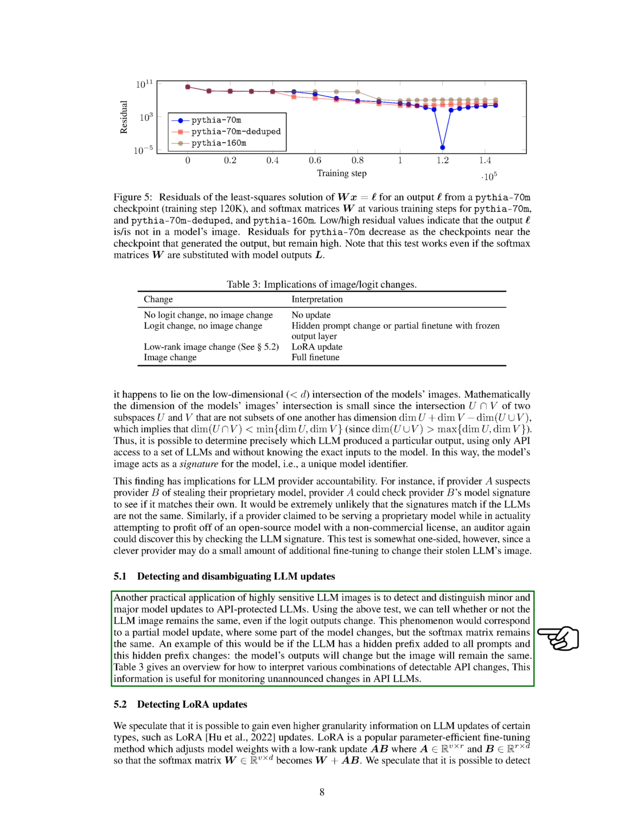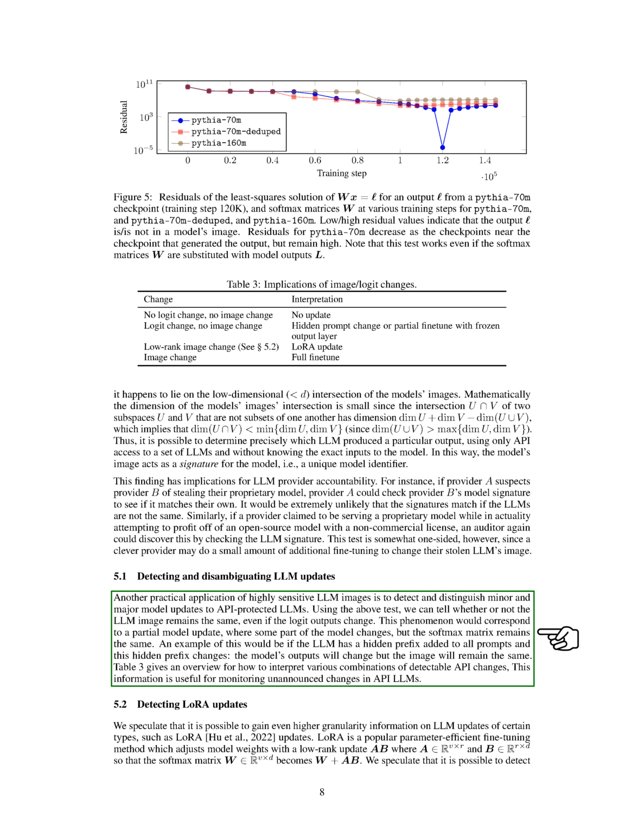Furthermore, we discussed how sensitive LLM images can help detect minor and major updates to API-protected LLMs. By analyzing changes in the LLM image, we can distinguish between different types of updates, such as partial updates where the model changes but the softmax matrix remains the same. This information is valuable for monitoring unexpected changes in API LLMs.